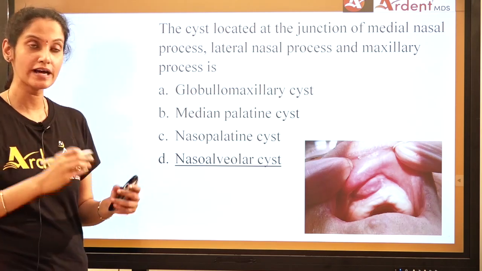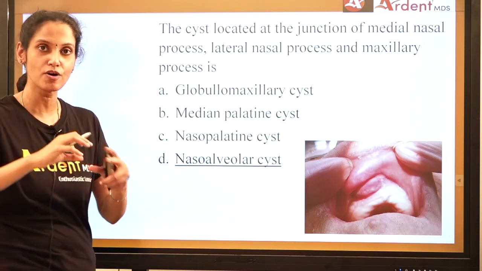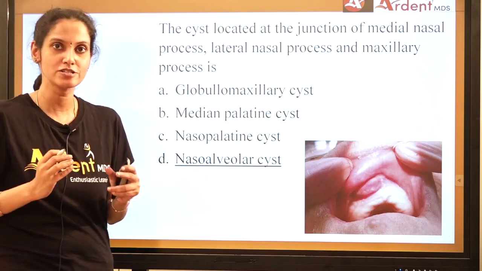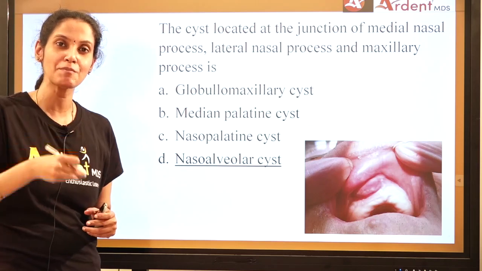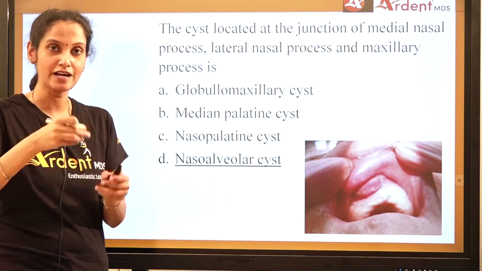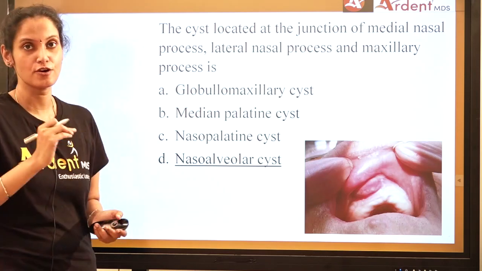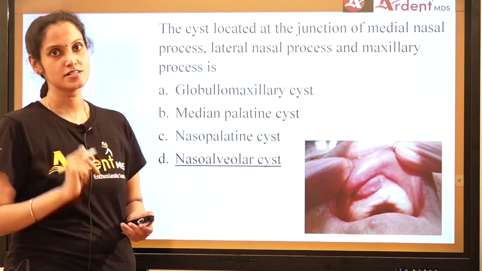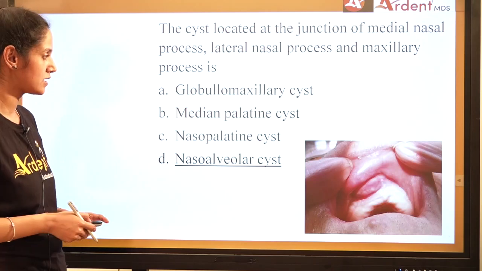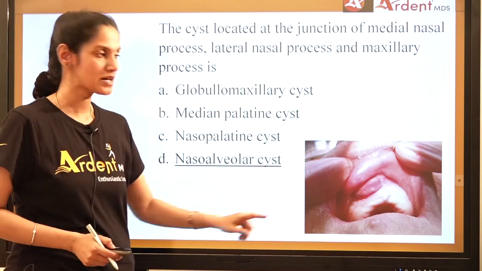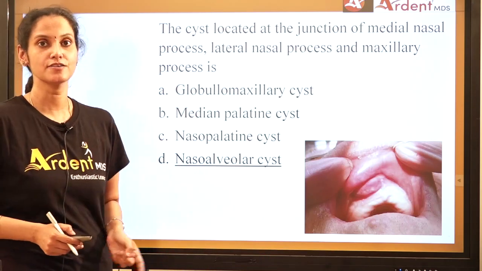That's because you know that these three components, medial nasal process, lateral nasal process and maxillary process, are three separate embryonic structures which are fusing. So in the process of fusing, there might be some epithelial remnants which got stuck within those lines of fusion, which might initiate cyst formation. Okay, so that is the histogenesis of this nasoalveolar cyst. Remember, nasoalveolar cyst is a soft tissue cyst. It does not involve the underlying bone, unlike the other fissural cysts.